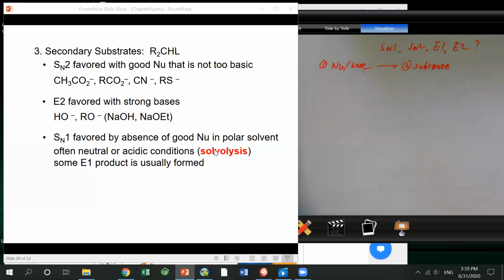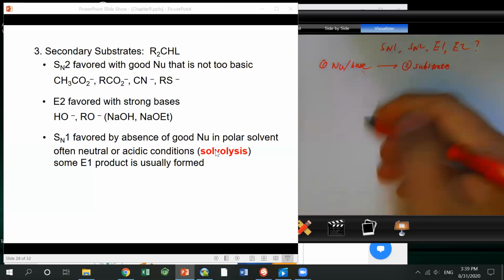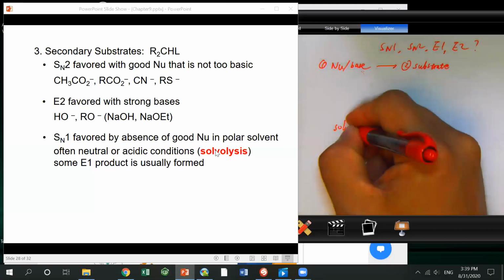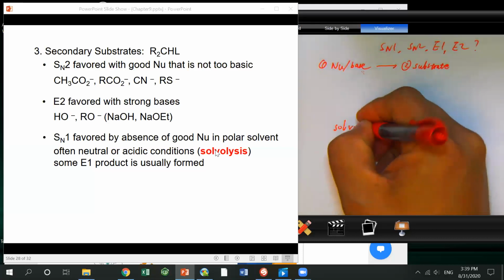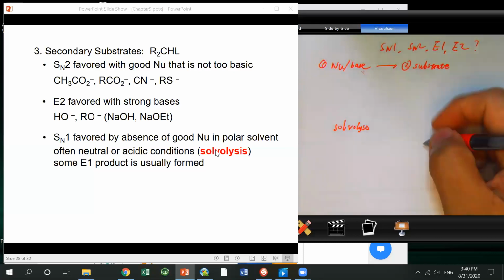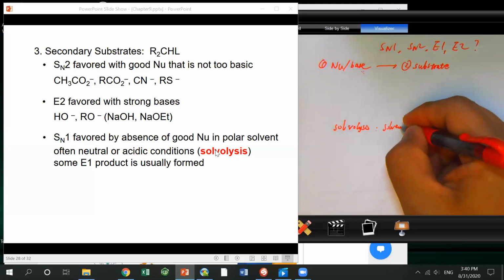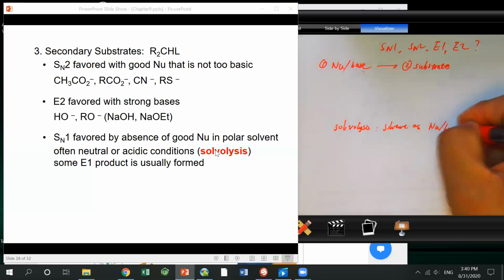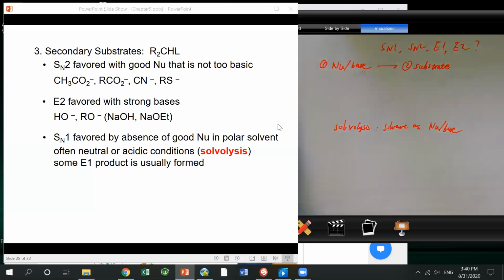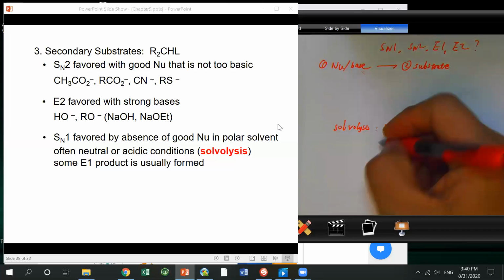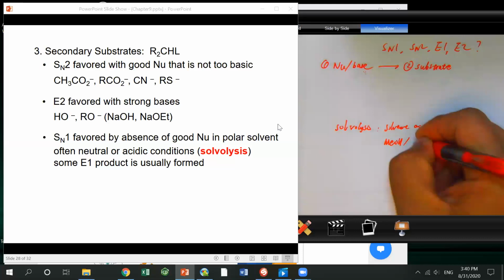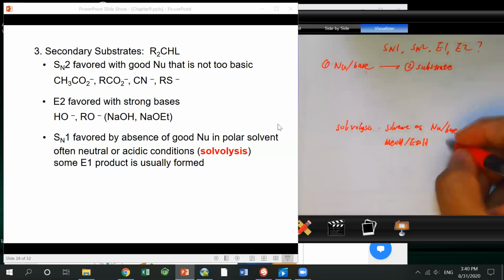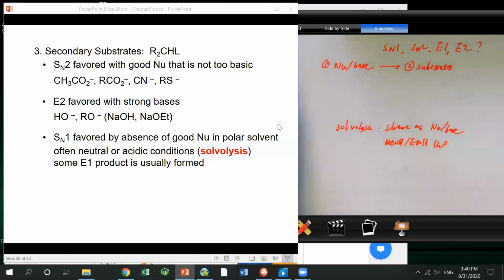So solvolysis means the solvent acts as the base or nucleophile. That's called solvolysis. So only the neutral solvent, like here methanol, or ethanol, or maybe sometimes water. Those you can have solvolysis, so SN1 reactions.